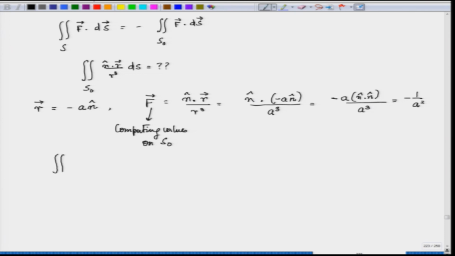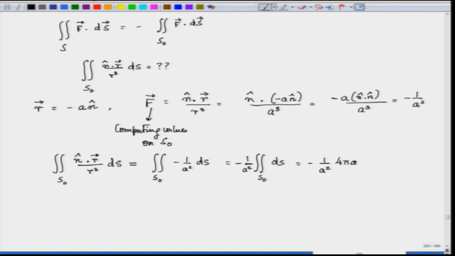So the integral over S naught of n dot r by r cube ds is equal to the integral of minus 1 by a square over S naught ds. What is the area of that surface? The area of the surface is 4 pi a square because it is spherical. So that is minus 1 by a square times 4 pi a square.